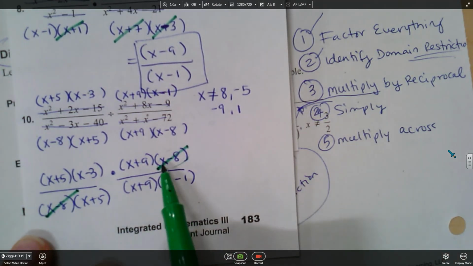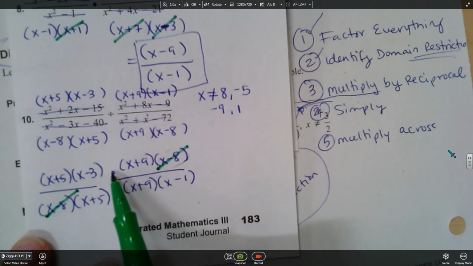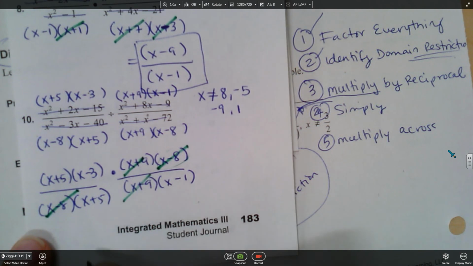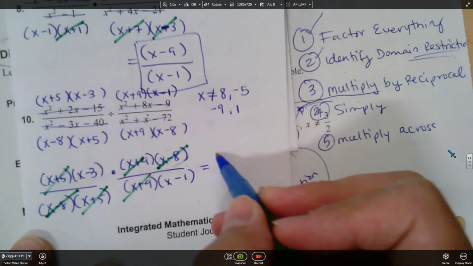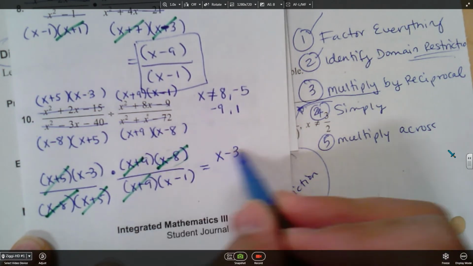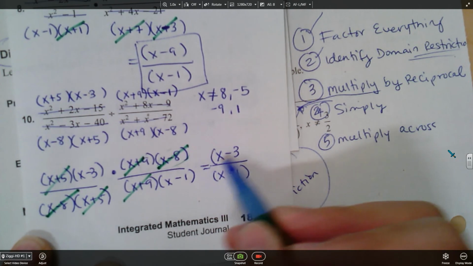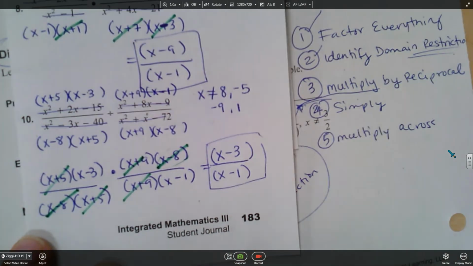Multiplication is commutative, so since it's just all multiplication, not separated by any pluses, I could say that one and that one divides out. These divide out. These divide out. And that's all I have left. So an x minus 3 remains at the top, and across an x minus 1. And that's your division of two rational expressions.